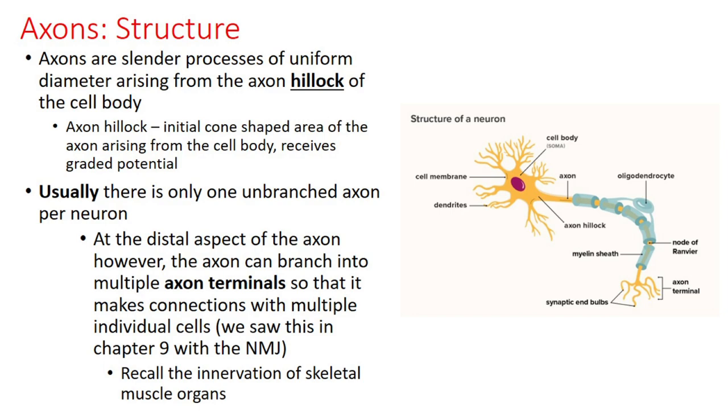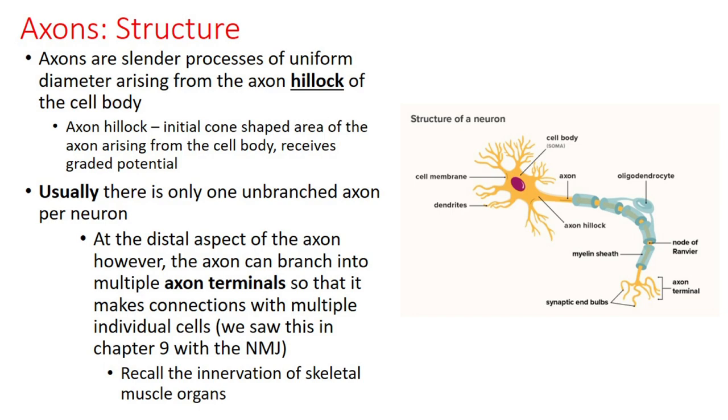Now, the difference between the dendrites and the axons are not just in function. Dendrites are the receptive region, axons are the conducting region, but axons are also going to be much longer than dendrites. There's also usually only one. They're slender processes, they have a uniform diameter, and they arise from that initial part of the axon called the axon hillock that comes off the cell body.